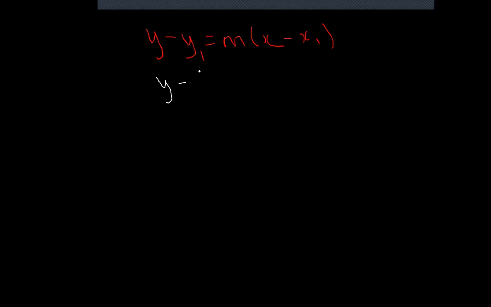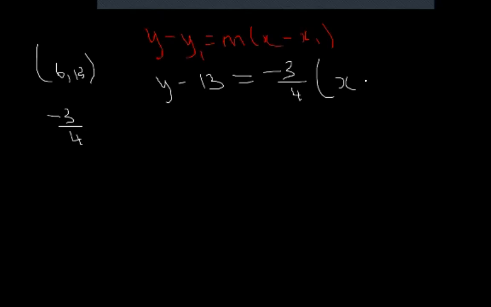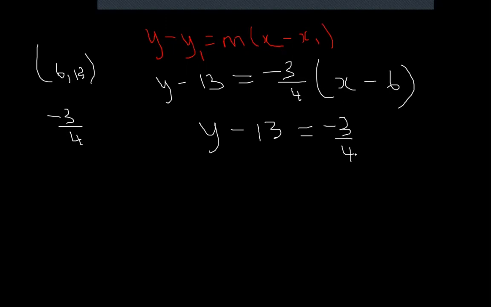Put back the y there. y1 in this case is 13, so y - 13 is equal to m, and we said that m is -3/4. In brackets, put back your x, and x1 is 6. So y - 13 is equal to -3/4 times x, minus 3/4 x. And then -3/4 times -6 is plus 9/2.